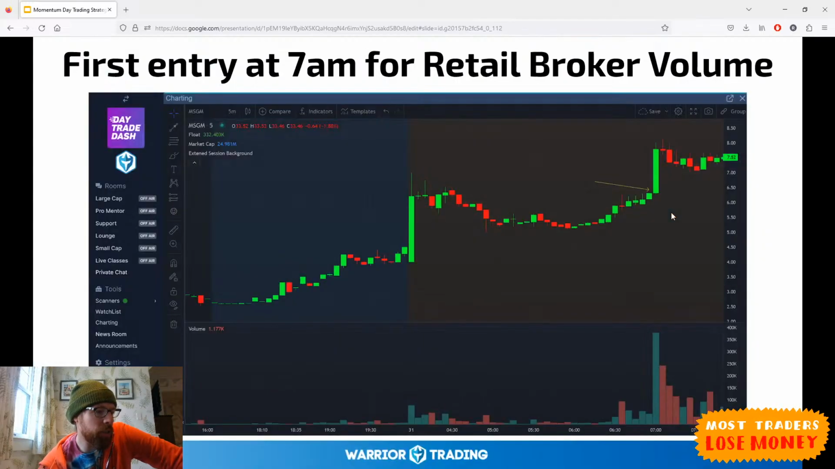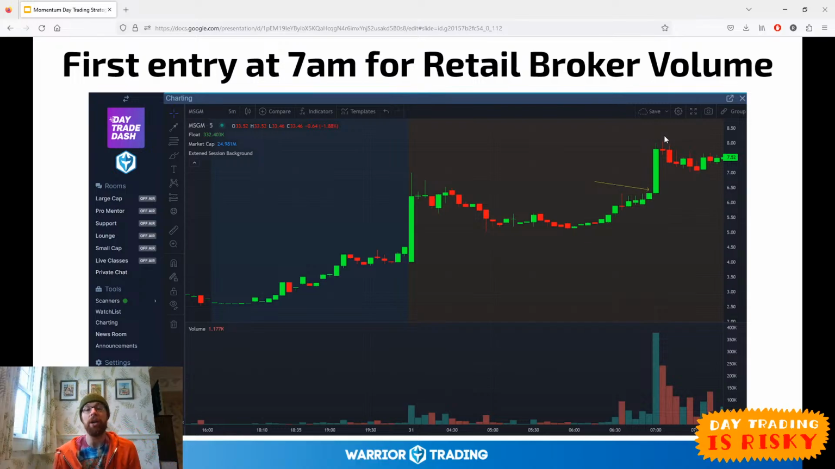All right, so let's talk about entries and exits here. The first clean entry for most traders would have been at 7 a.m., right here, with a long, probably at like 6.50. An entry around 6.50, and it squeezes up to 8.57 or 8.54, basically right on that candle, which is a solid 20%, almost 30% return in less than 5 minutes. So remember, these are quick trades.